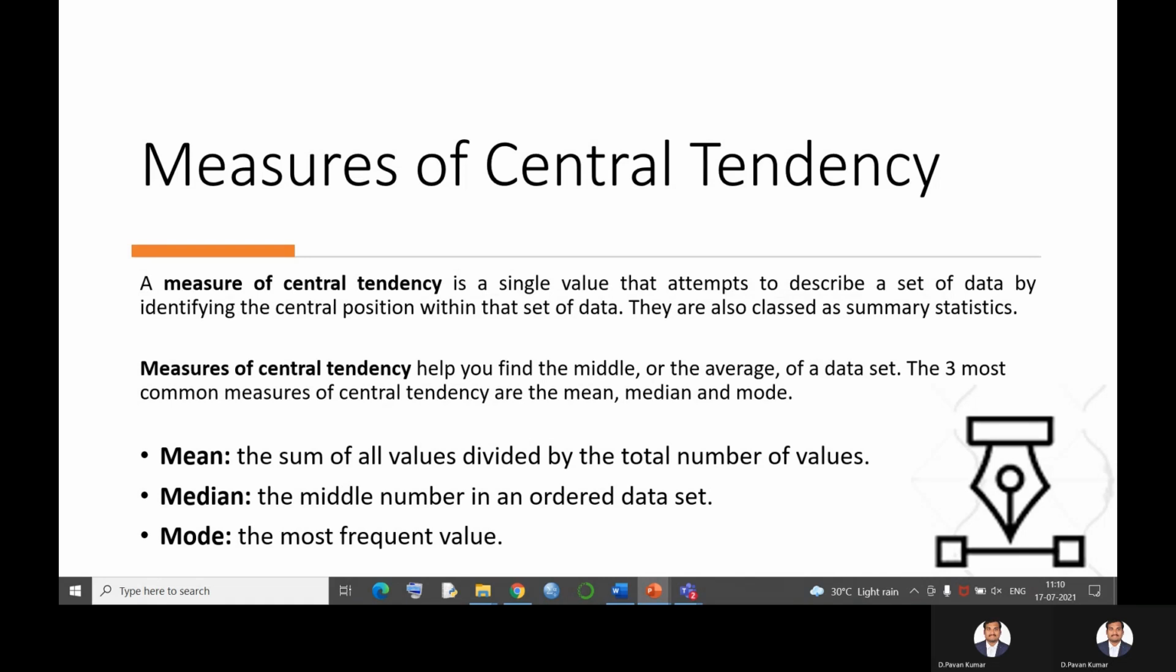Measures of central tendency. The concept is measuring the central value of a given distribution. It is a part of descriptive statistics. In statistics, we have two categories. One is descriptive statistics. The second one is inferential statistics.